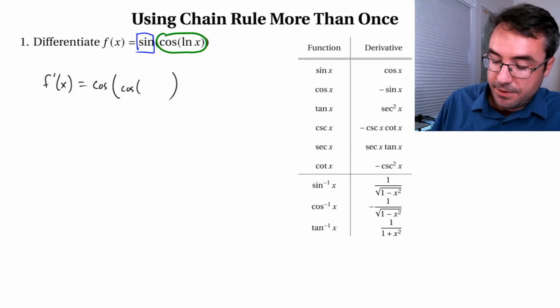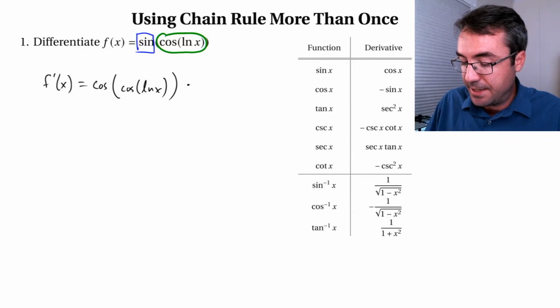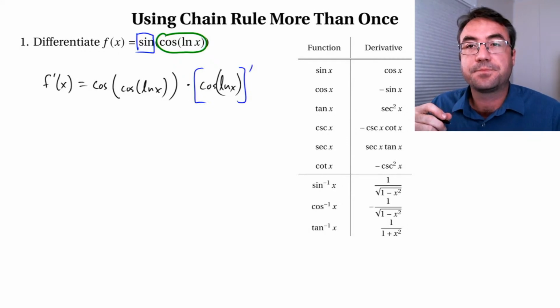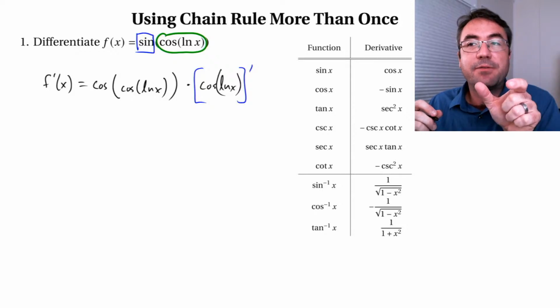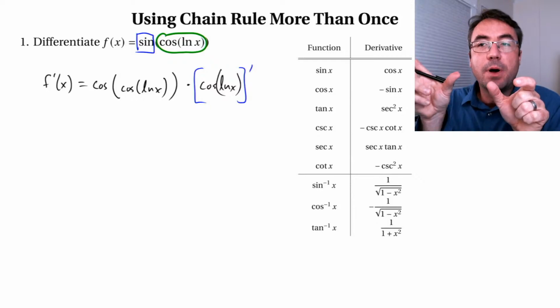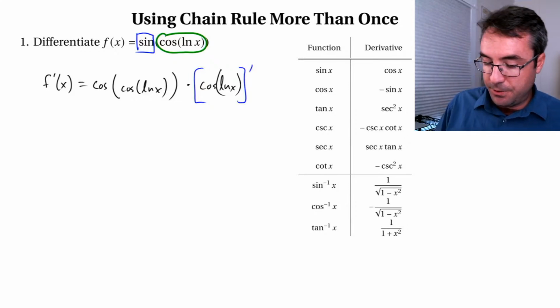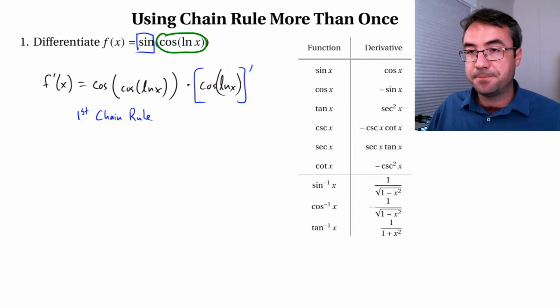So what was it? It was cosine of natural log x. We keep all that the same. Then we take those inside terms, the cosine natural log x, and we multiply by their derivative. So we did the derivative of our outer function sine, kept everything plugged in exactly the same, and then multiplied by the derivative of our inner function. And so that's the first time we use chain rule. And we're actually going to use it again.